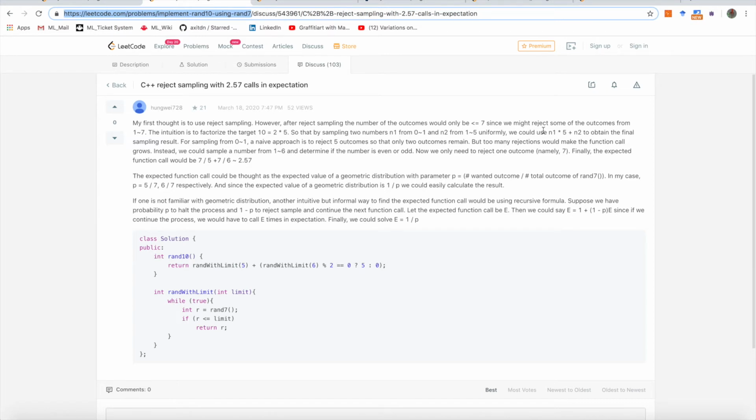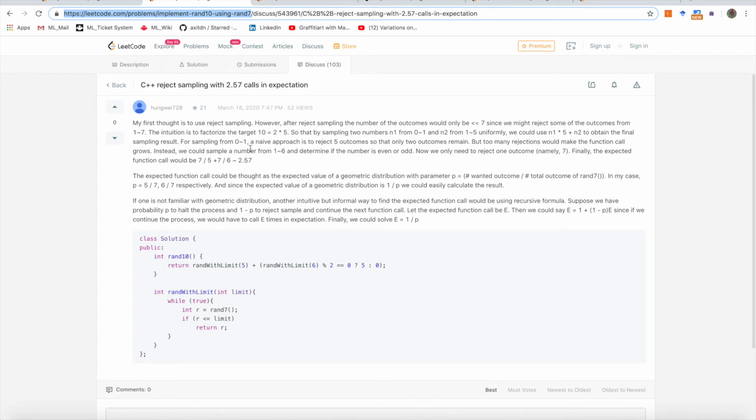Since we might reject some of the outcomes from 1 to 7. The intuition is to factorize the target, such that by sampling the two numbers from 0 to 1 and from 1 to 5 uniformly, we could use n1 times 5 plus n2 to obtain the final sampling result. For sampling from 0 to 1, a naive approach is to reject 5 outcomes, so that only 2 outcomes remain. But too many rejections would make the function call grow.